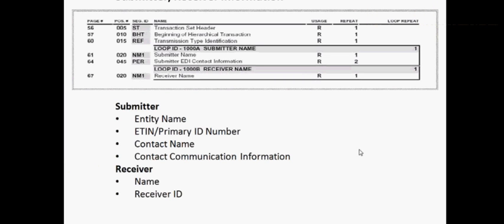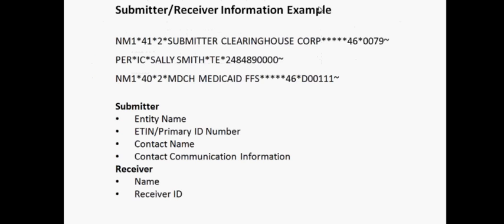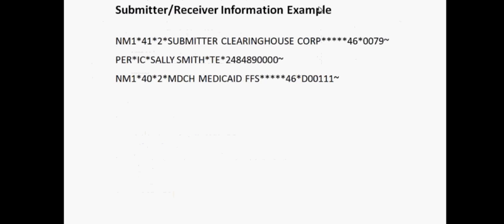Let's see an example of that. Remember, every element here has a number. For example, the submitter information is always available at 1000A, and the receiver information is always available at 1000B. Let's observe the example. The top one is your sender information, and the bottom one is your receiver information.